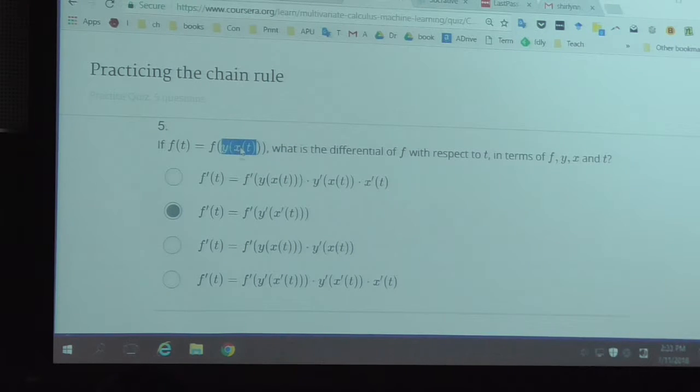Okay, so this is like the triple composition rule, right? So the derivative of f with respect to the inner variable, which is t. You have to do just what we said. You have to take the derivative of the outside function with respect to the inside function. Okay, but then that's this part here, but then you need the derivative of the inside function, but that's really a composition of two functions. So that means you have to do the chain rule on this part as well. So then you get y prime of the inside function times the derivative of the inside function.